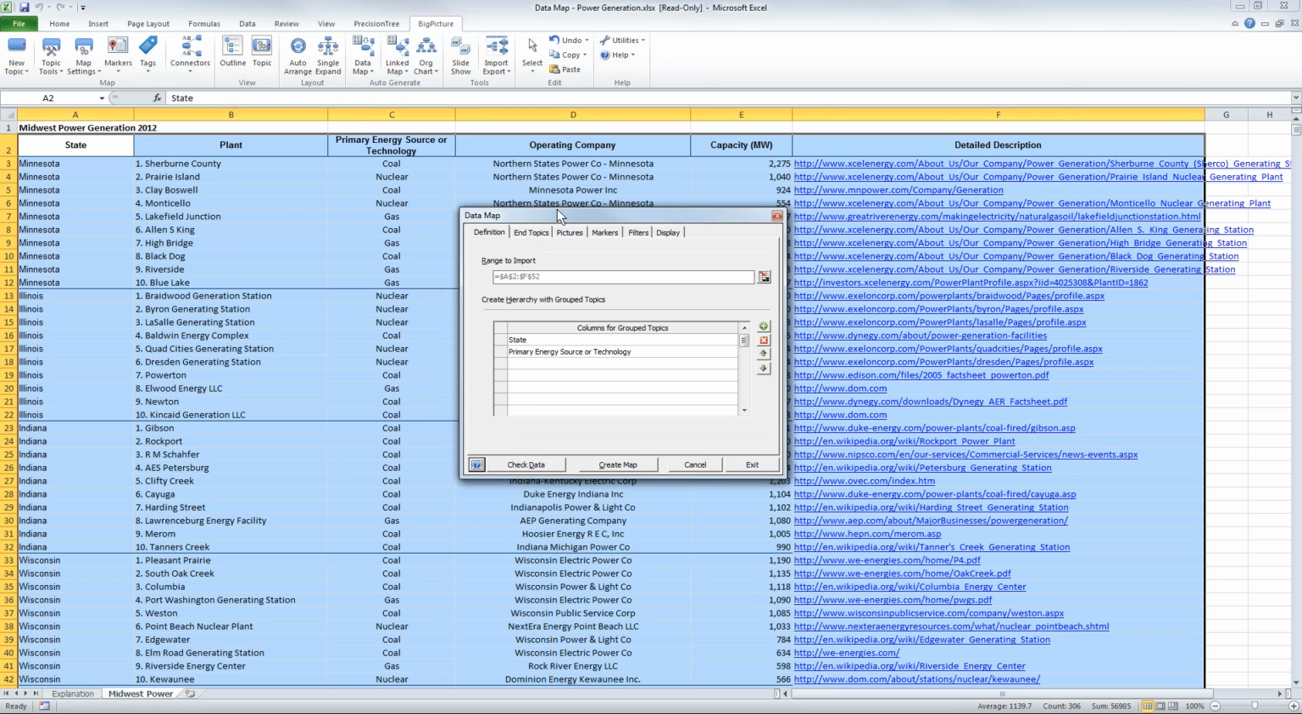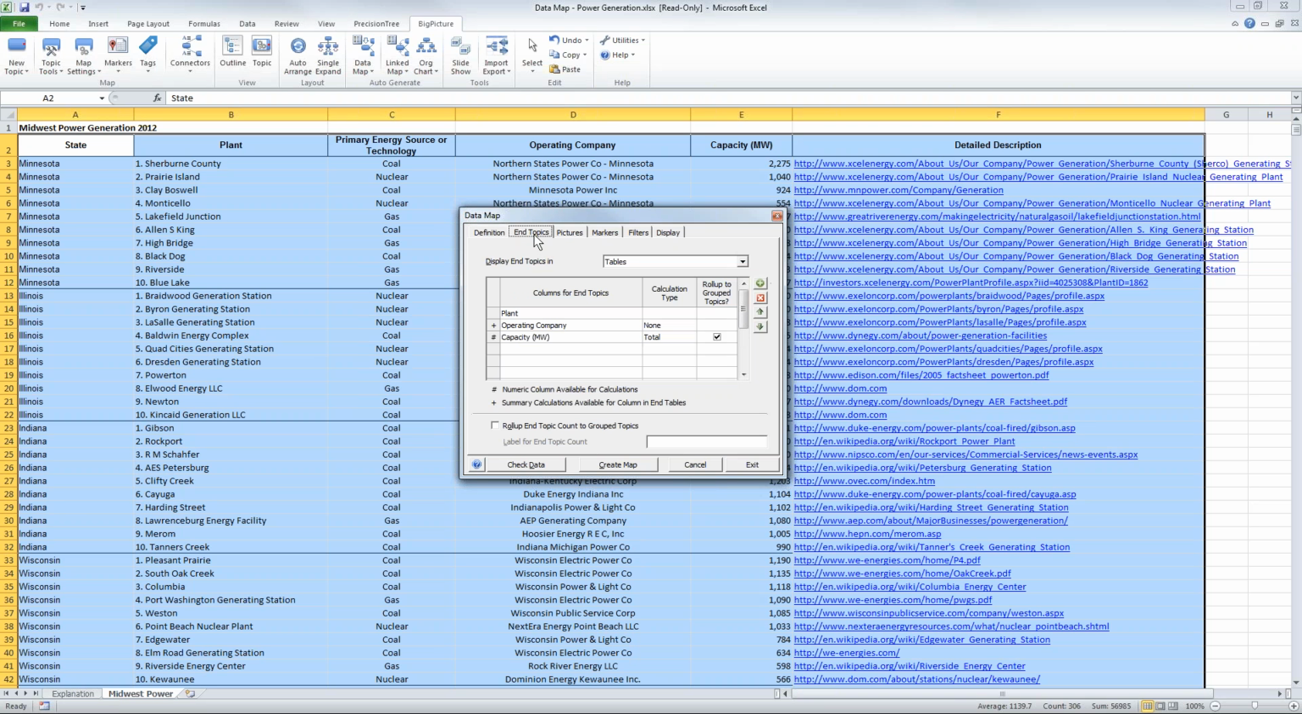When we go into this data map definition dialog, we're basically asking Big Picture to select this data and create a map sorted by state and then primary energy source. Then in the end topics, I'd like you to put the plant, operating company, and the capacity, and, by the way, roll up those group topics.